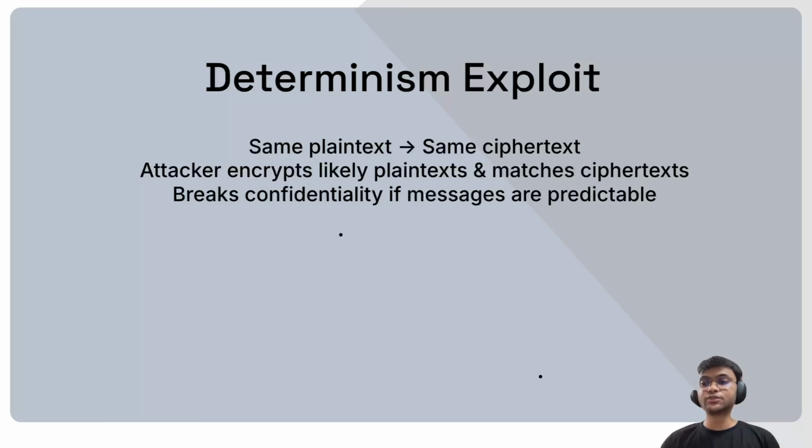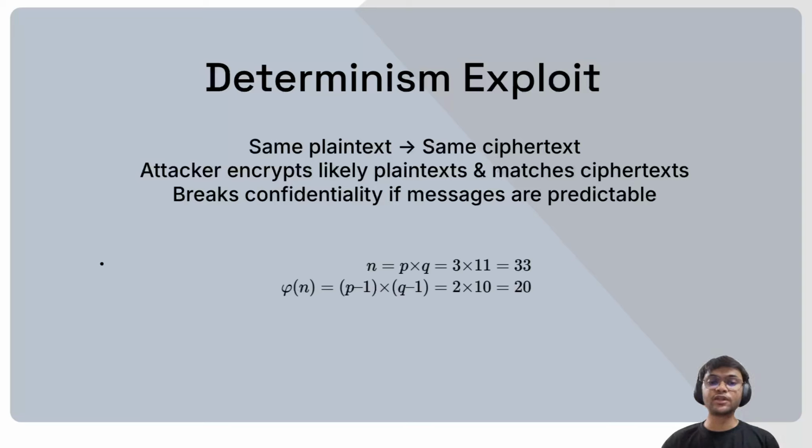Since RSA encryption always produces the same output for the same input, an attacker can pre-compute likely plaintexts, encrypt them, and compare the results. If the message is small or predictable, it completely breaks the confidentiality. Let us see that with an example.